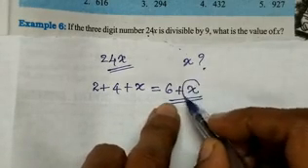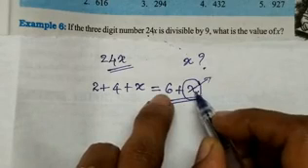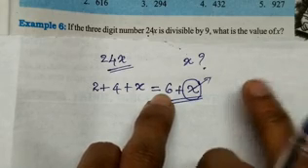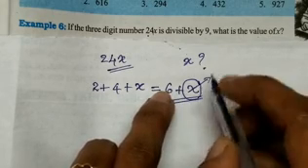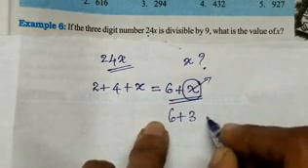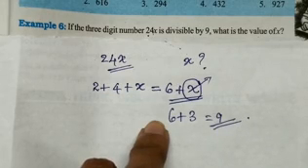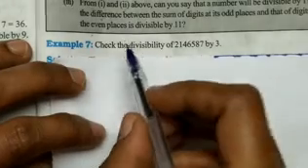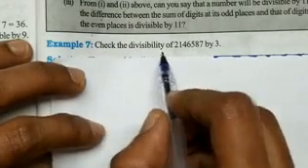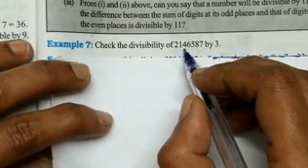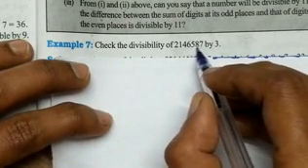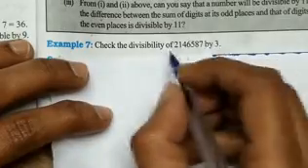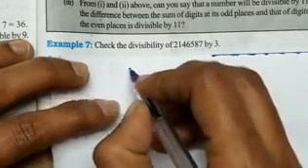So what may be the number here? By adding a number to the 6, we need another number that makes it divisible by 9. 6 plus 3 is 9. 9 is divisible by 9, isn't it? So what is the value of x here? The value of x here is 3. Example 7. Check the divisibility of 21,46,587 by 3. So first we have to add all the digits in this number.